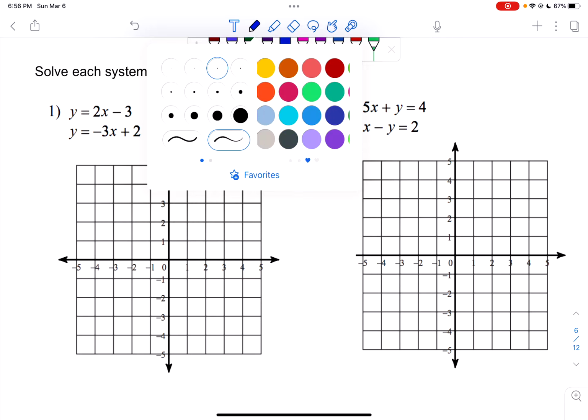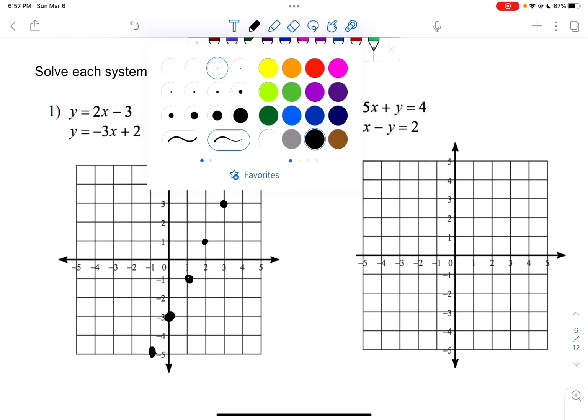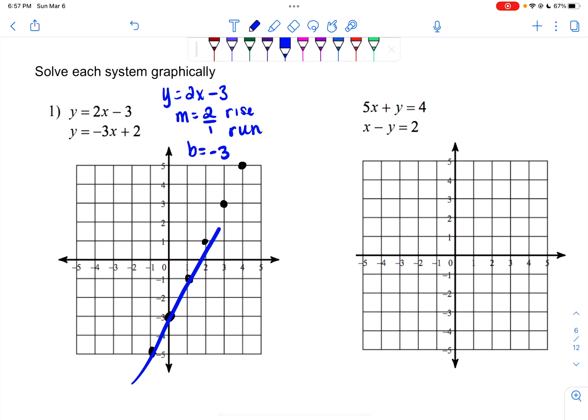So I'm going to plot a point at negative 3 and go up 2 over 1, up 2 over 1, and again up 2 over 1. Then I go back to my y-intercept, and instead of going up, I go down 2 and left 1. And then I plot a point. Once all those points are plotted, I simply draw a line going through my points as straight as possible. Try to hit them as nicely as possible.